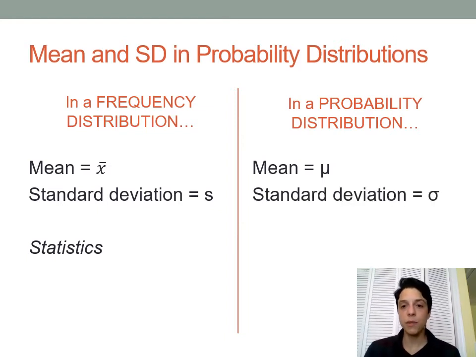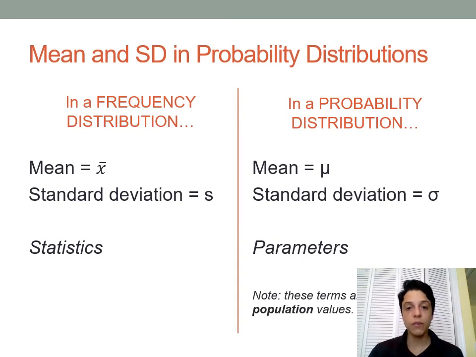A probability distribution can also have a standard deviation, and here it's going to be given by the Greek letter sigma. This is a lowercase sigma. We've met an uppercase sigma, which looks like a big E. This is a lowercase sigma, which looks like a circle with a thingy on it. And we refer to these as parameters.